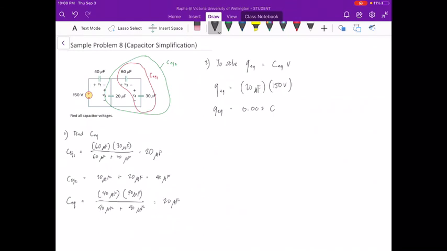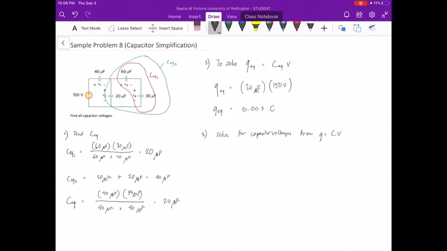Then our third step would be a couple of reiterations for step number 2, to solve for the capacitor voltages from the formula Q is equal to CV.